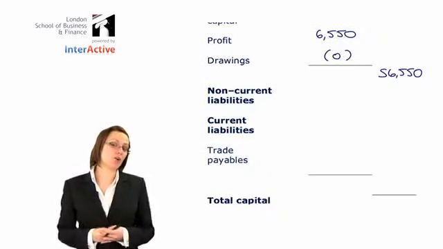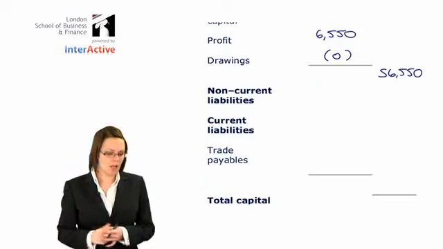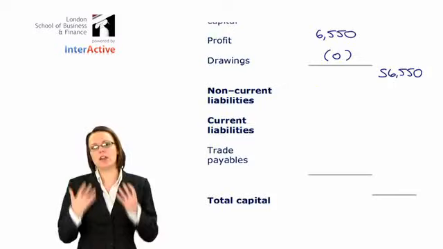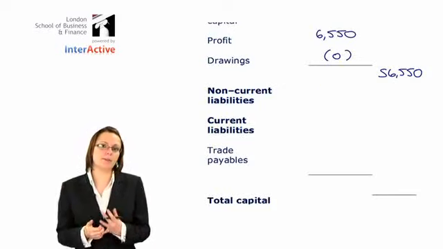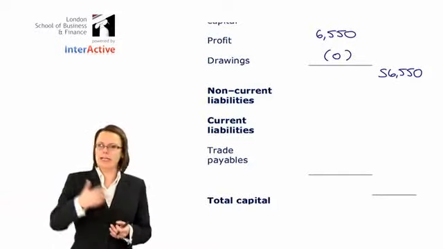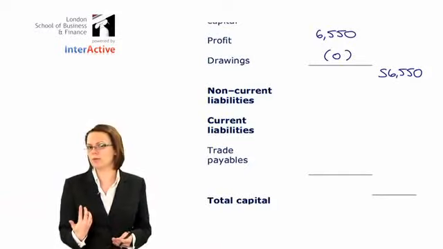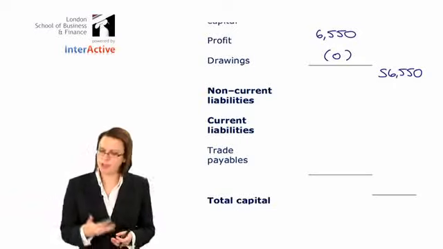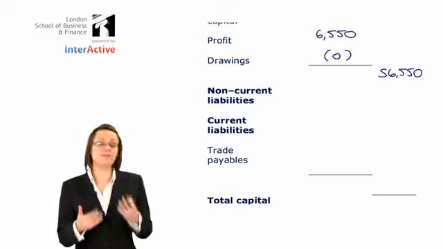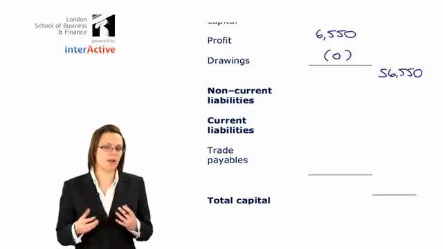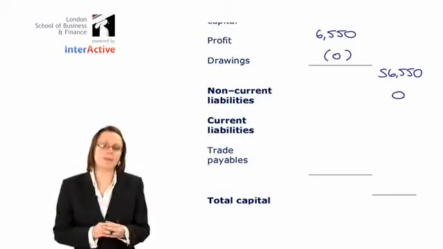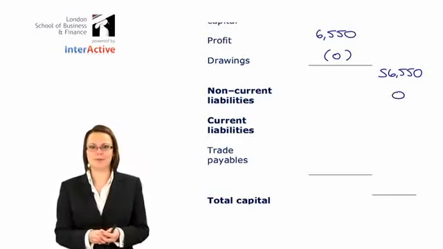Finally then, let's have a look at our liabilities. We're going to start off with our non-current liabilities. This is liabilities that are due for repayment in a period greater than 12 months. So this is things like your long-term loans. Now in this question, George didn't take out any long-term loans from the bank. We didn't really have any long-term liabilities. So these non-current liabilities will be nil.